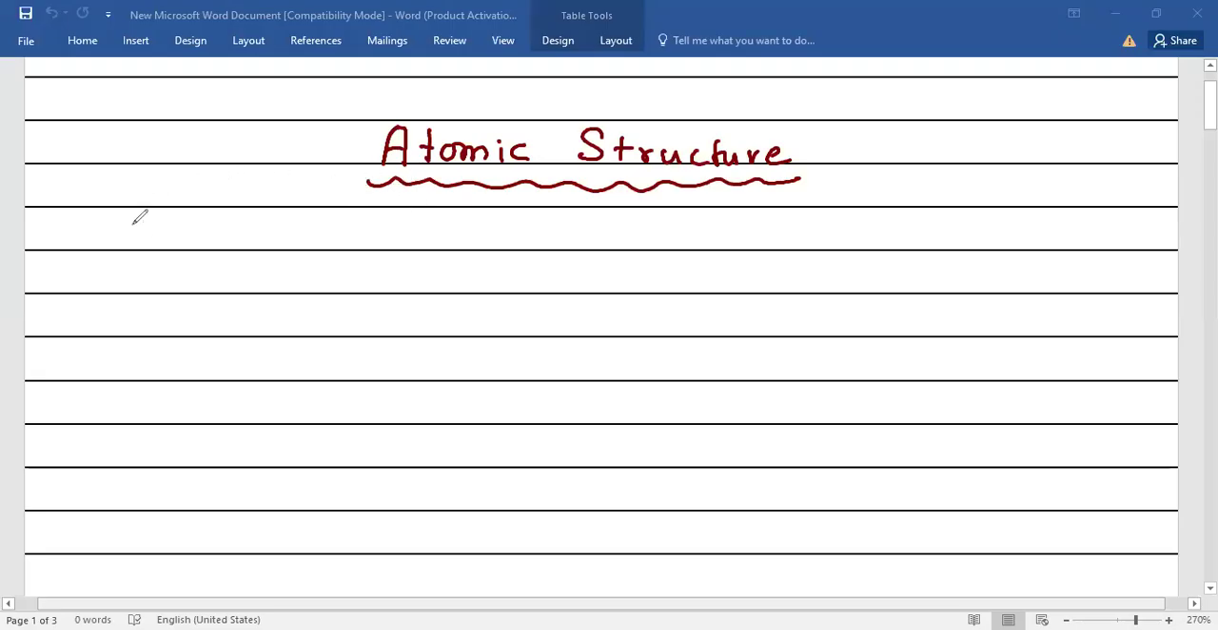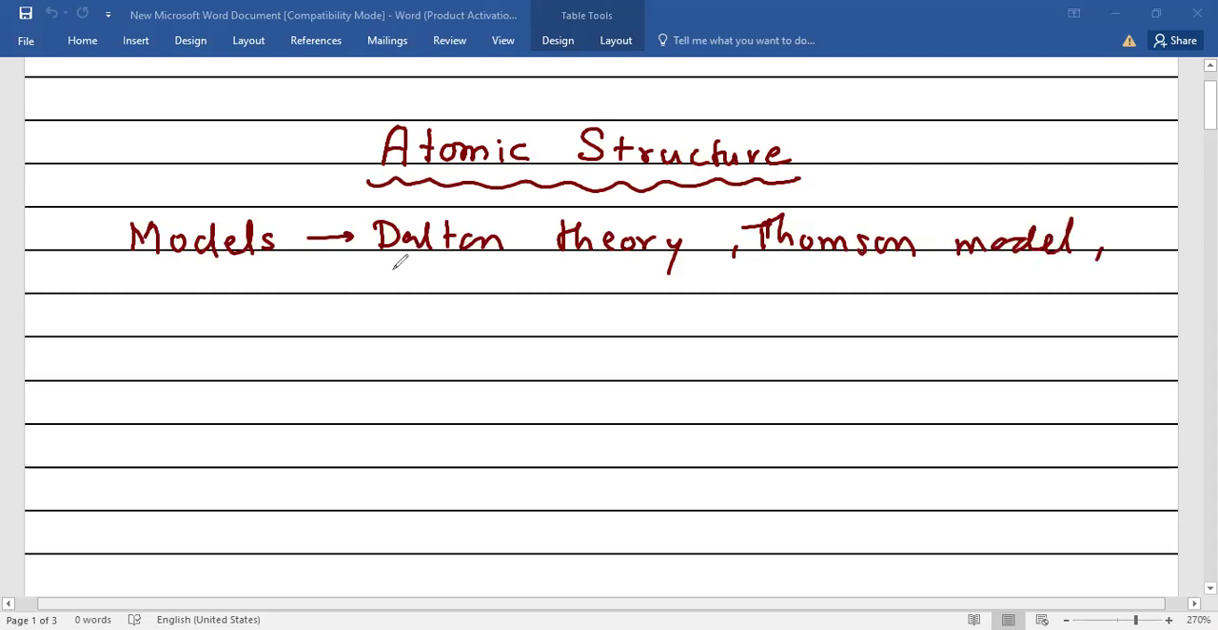So in atomic structure, first we should know about different models. The primary models are Dalton atomic theory, that is the most basic one. After that, the Thomson model, which is also known as plum pudding model or watermelon model, and thereafter the Rutherford model, which is based on the Rutherford scattering experiment, and then finally we have to look into Bohr's atomic model.